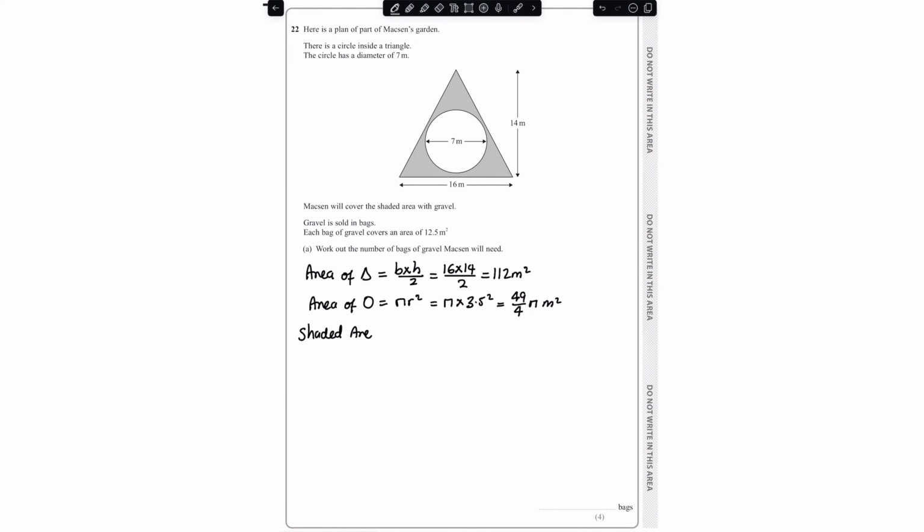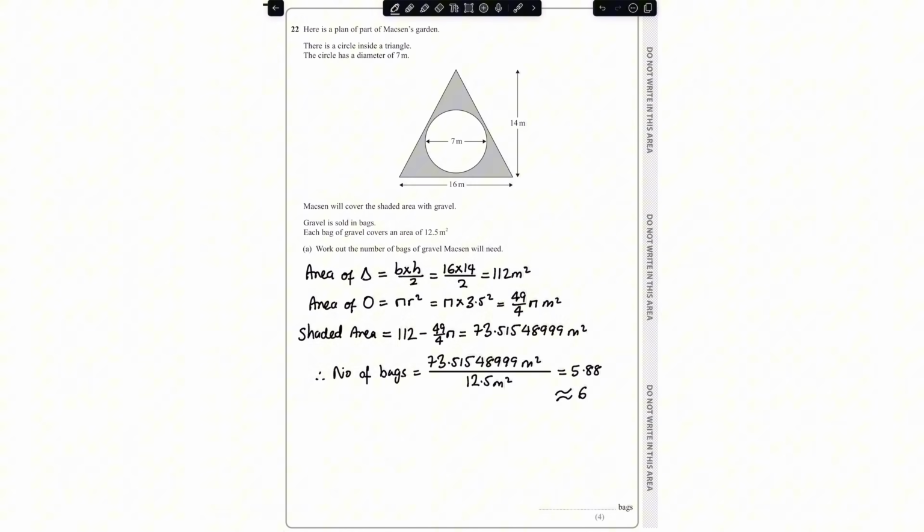And so the shaded area is obtained by subtracting the area of the circle from the area of the triangle. So in this case, we have 112 minus 49 over 4 pi, and that equals 73.51548999 meters squared. Therefore, the number of bags equals the shaded area divided by the area that each bag of gravel covers, which is 12.5 meters squared, and that equals 5.88, which is approximately equal to 6. So the number of bags of gravel Maxon will need is 6.